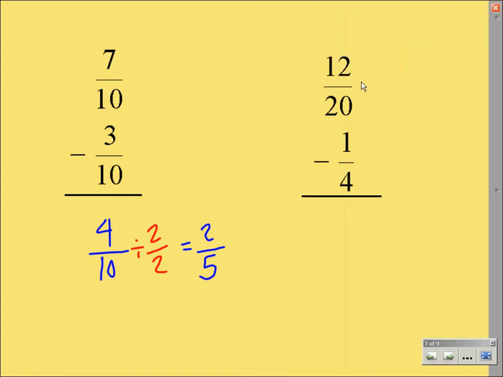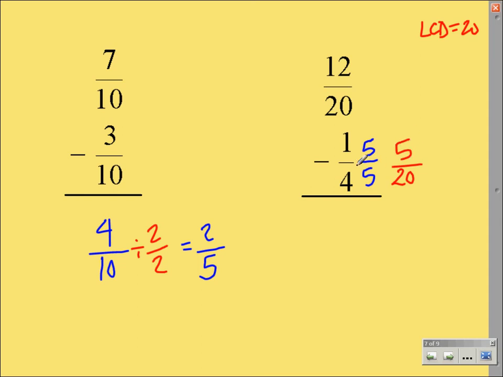In this problem here, 12/20 subtract 1/4, we need to find a least common denominator. In this case, because of 4 and 20, 20 would be our least common denominator. So all we have to do is change this 4 to accommodate that. The fraction of 1 that we are going to use is going to be 5 over 5. So 1 times 5 is going to be 5.